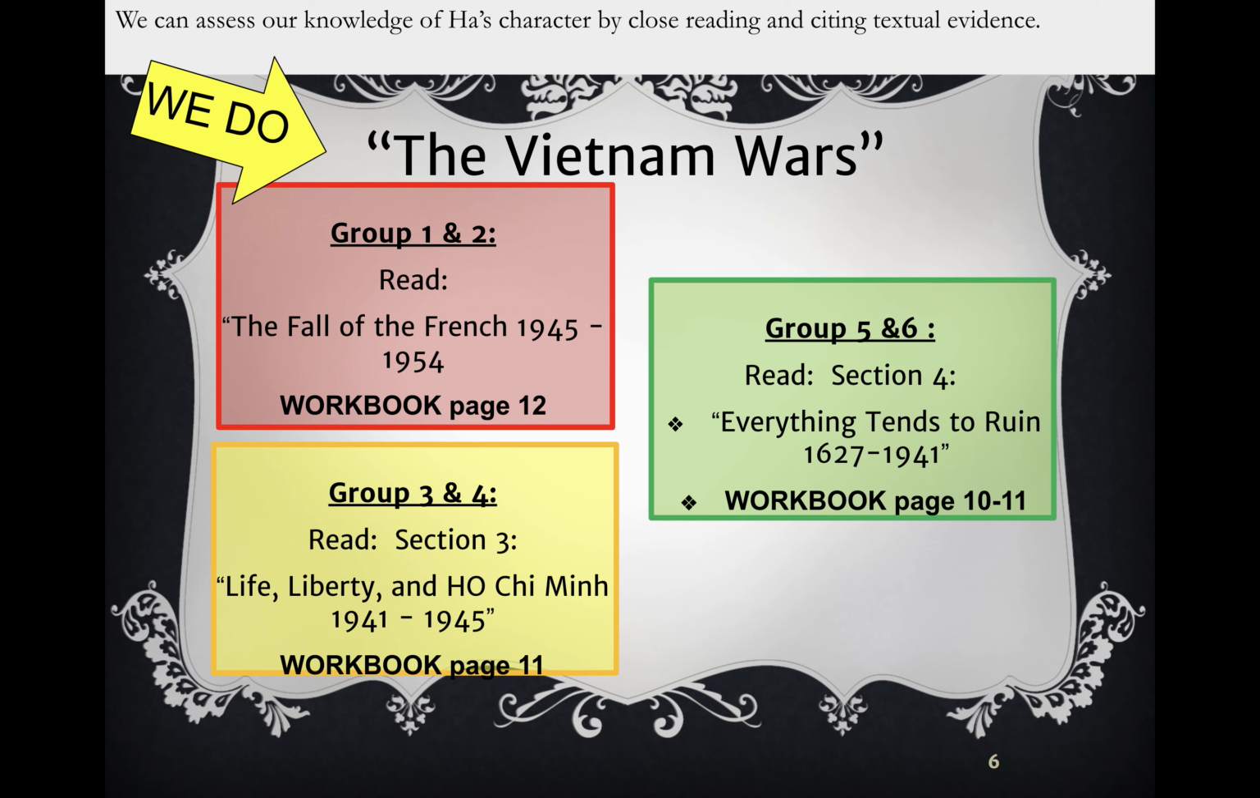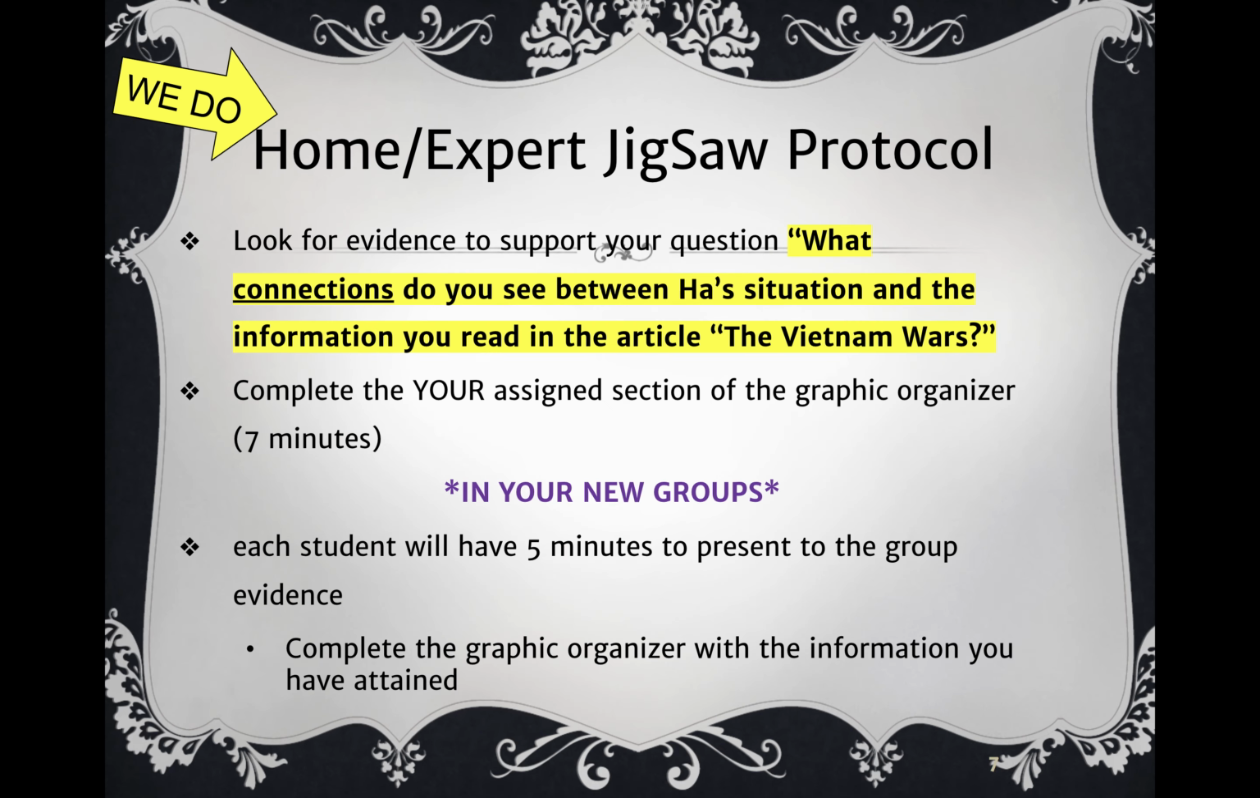Each group will be assigned to do basically a jigsaw protocol, a home group combined with an expert group. It is a long article and a little difficult. However, if it's divided in sections and students are able to teach one another what they've learned, they would be cutting a lot of time and learning from one another, which is what we want them to do: hold that academic language conversation and advance their literacy skills. One section is called The Fall of the French. Another one is Everything Tends to Ruin. And another one is Life, Liberty, and Ho Chi Minh.